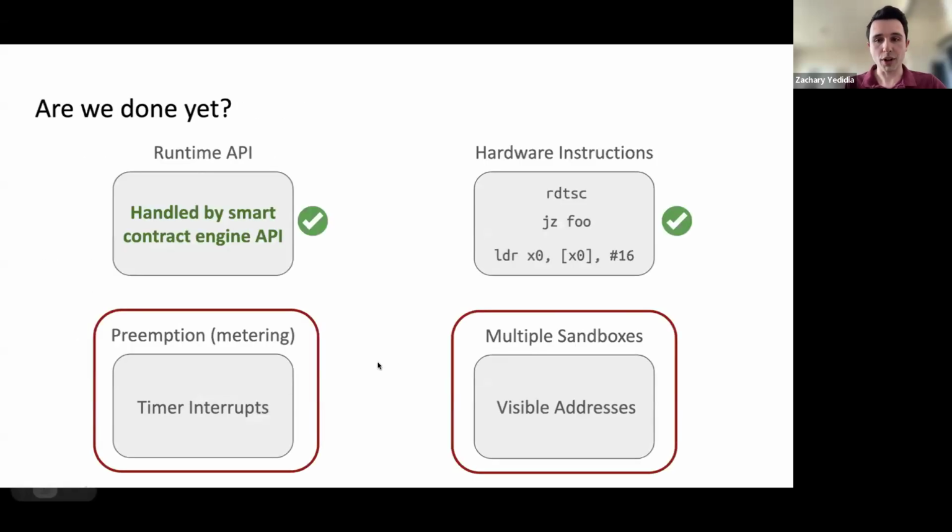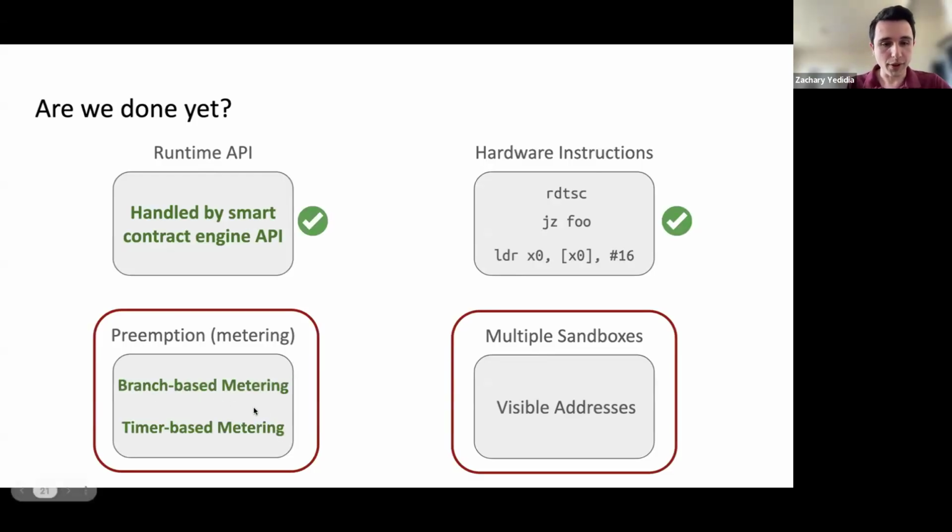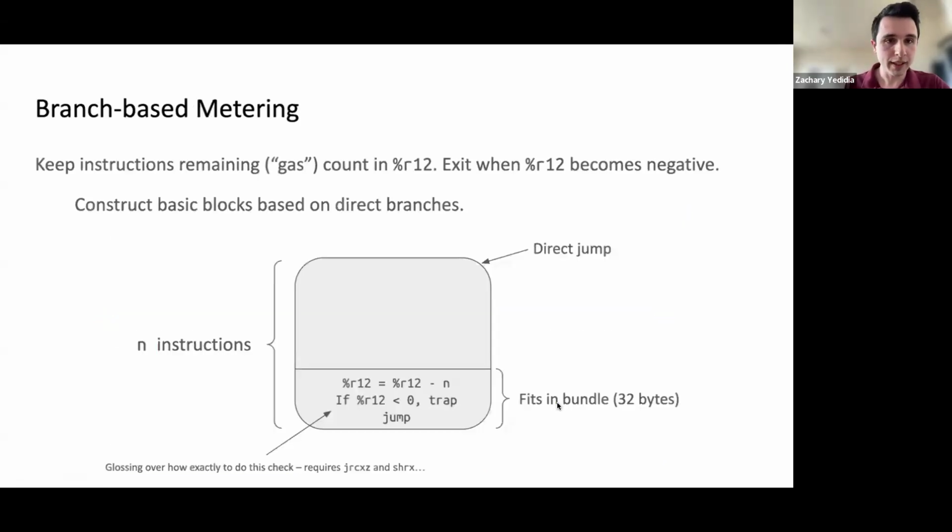Okay, so that handles our hardware instructions. Now we'll talk about the preemption problem. There are two approaches we're going to use here: branch-based metering and timer-based metering, and an optimization on the first one. Then after that, I'll tell you about this position-oblivious code approach for handling multiple sandboxes.